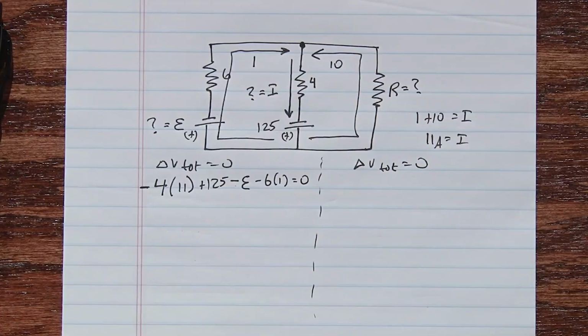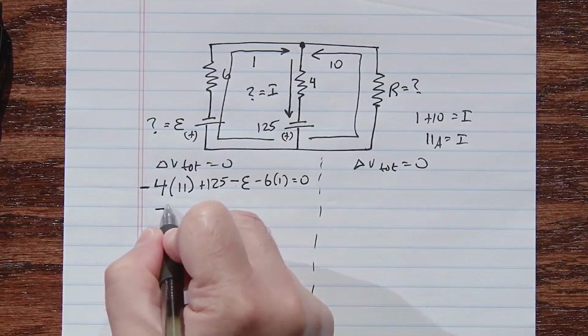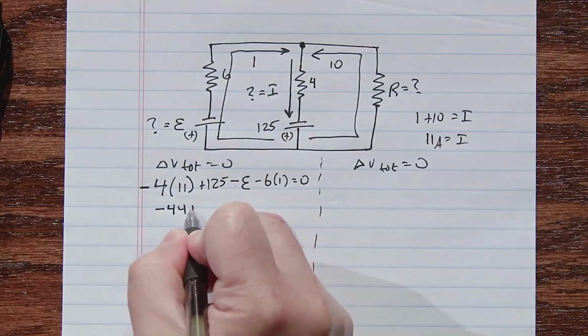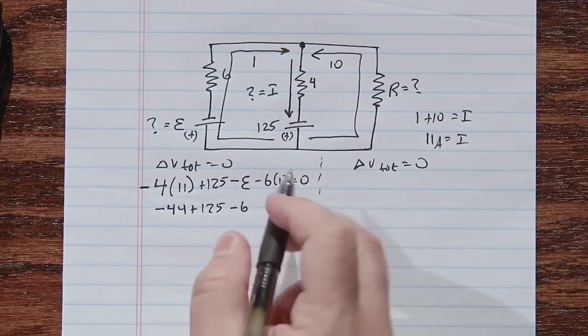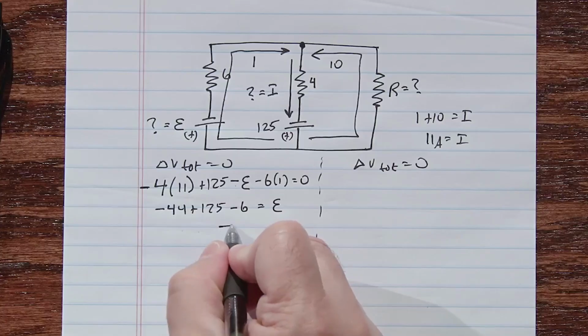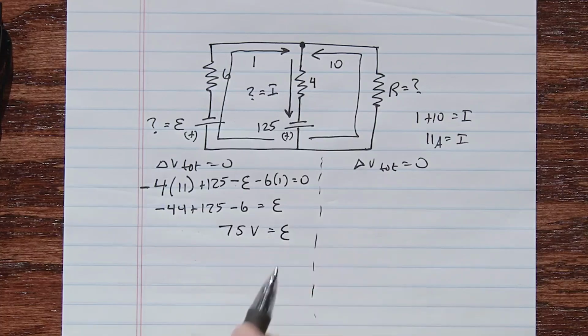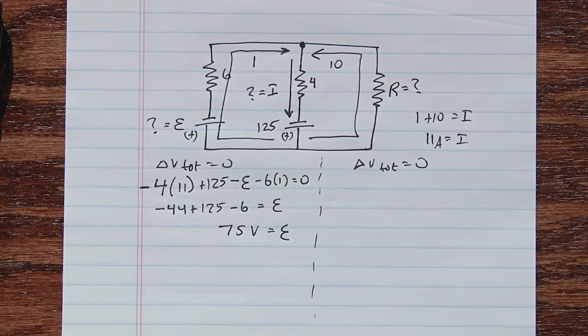And I have an equation with nothing but E in it, so I can go ahead and calculate. Let's see, this would be minus 44 plus 125 minus 6. And then I'm going to add E to both sides, and I'll just have equals E, or minus 44 plus 125 minus 6 equals 75. So 75 volts is equal to E. So we've answered one of the questions, what is the unknown EMF?